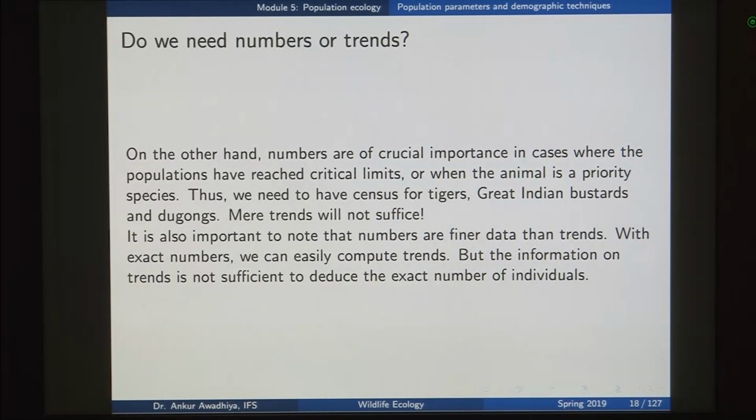Now, numbers give us finer data than trends. So, if you know the number of animals that was there this year, last year and so on, you can compute trends from these numbers, but you cannot go the other way. So, if we just know that this year the number of tigers is greater than what we had last year, and last year was greater than what we had previous to last year, and that was less than what we had the year before, from that information you cannot figure out the number of tigers that we have today, but if we have the number of tigers, we can very easily compute the trends.